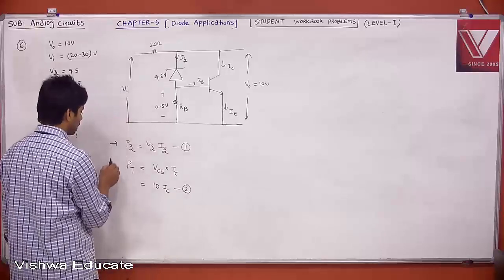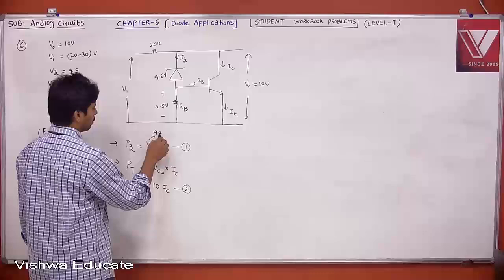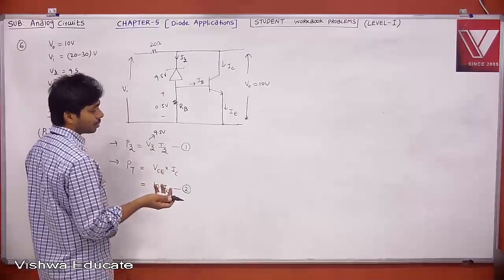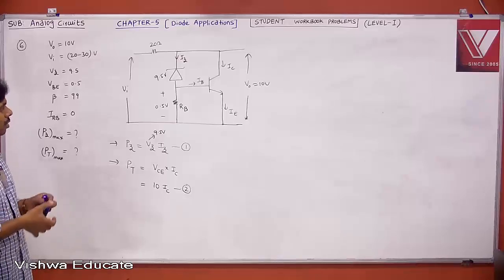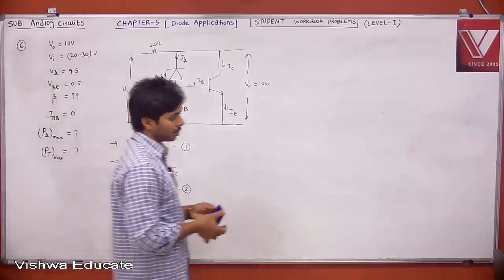This is your transistor. Then what is VZ? VZ is nothing but 9.5. IZ is also not known to you. Therefore, if you know IZ and IC, problem is over. Try to solve how to get IZ and then how to get IC. If you know that, problem is over. Okay, done.